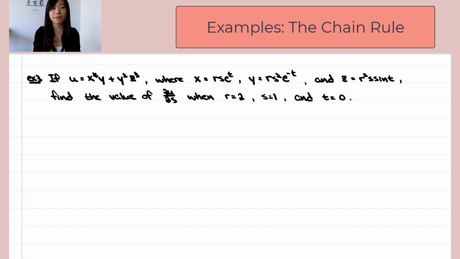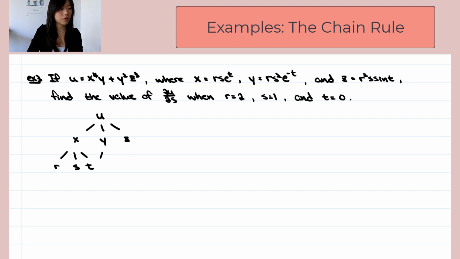We draw the tree diagram, then find how we can go from u to s, which is the variable that we want to differentiate with. So this tree diagram will look like this. We have the function u, which is a function of x, y, and z. And each of the variables is also a function of three variables, r, s, and t. That would be the same for all three variables. Same thing for the z: r, s, and t.